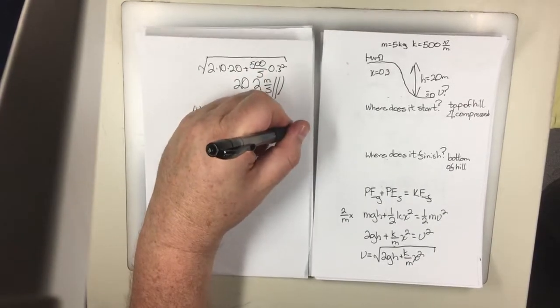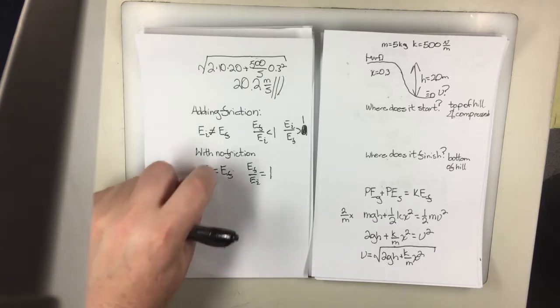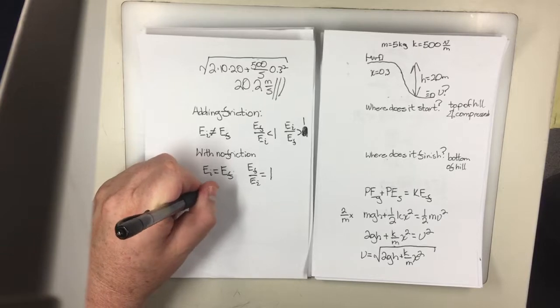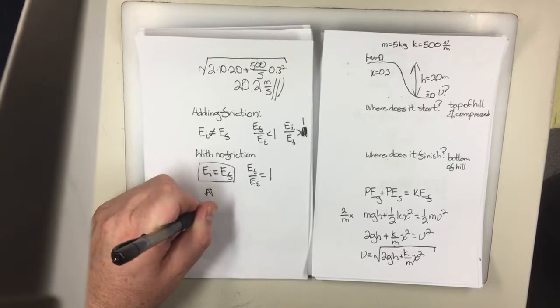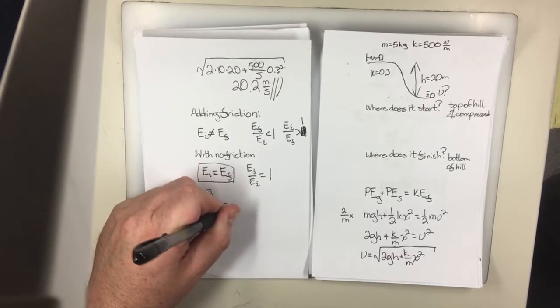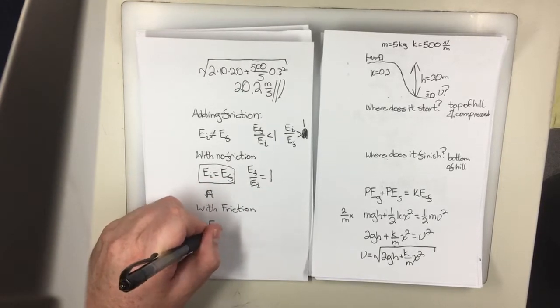Or I'm sorry, not 0, 1. So with no friction, it's 1. Adding friction, you get ratios that are different from 1. With no friction, you get this. With friction, you get this. Now, the way that I write it, I think, is a little bit different from the book.